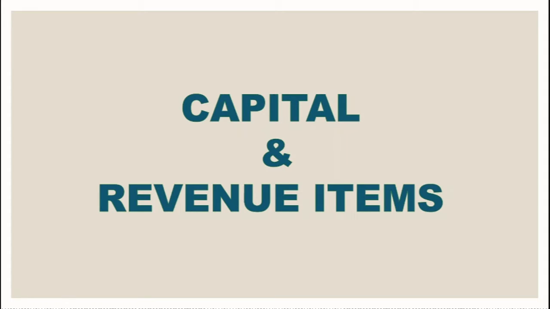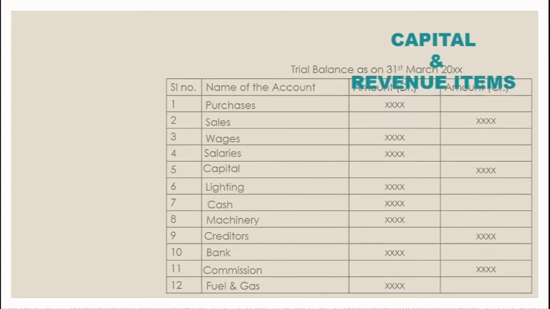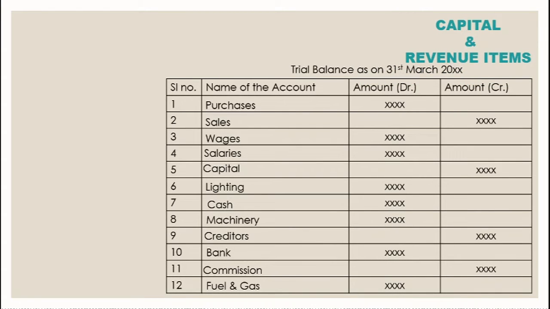Now this distinction, capital and revenue items, has very important implications for making of trading profit and loss account and the balance sheet. So before preparation of trading profit and loss account and the balance sheet, you should also understand the difference between these capital and revenue items. You should be able to distinguish the two, because in a trial balance you are given different expenses, income, all the accounts are mentioned here with the amount, debit and credit. So here this includes both capital and the revenue items.